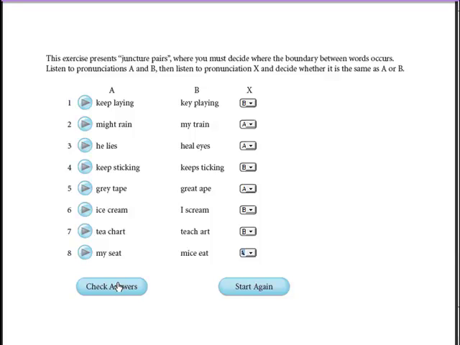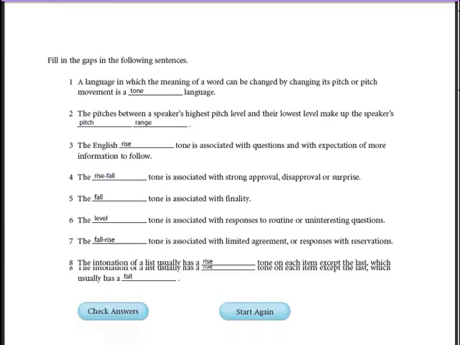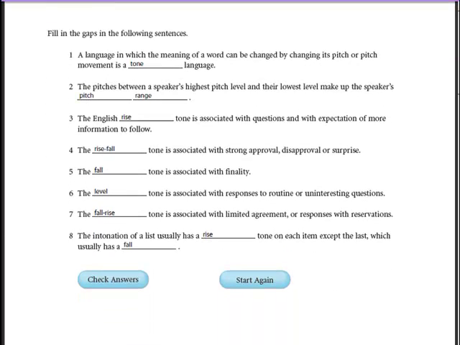So let's see if we're right. And we are. Onward to Unit 15 of Peter Roach's English Phonetics and Phonology. We said before that English is not a tonal language like Vietnamese, but it does have its tones. In response to the questions, I've filled them out for us.